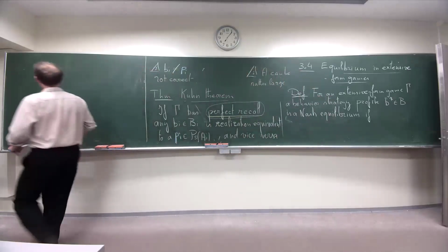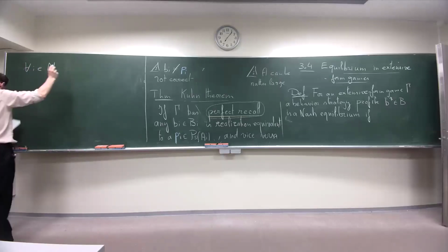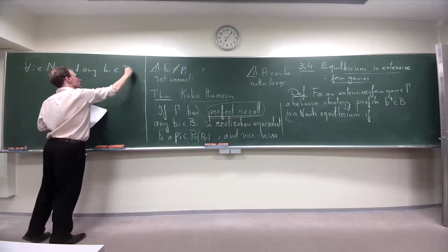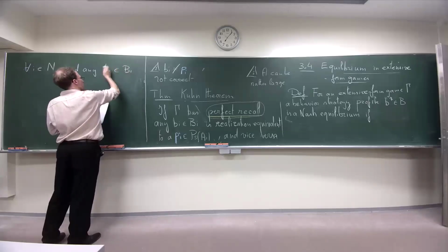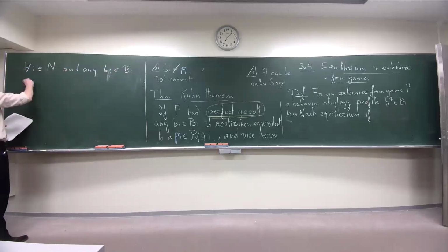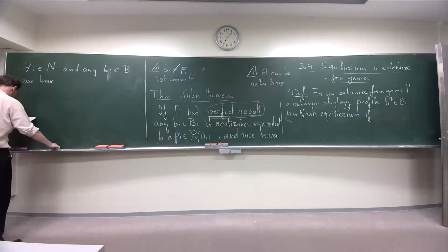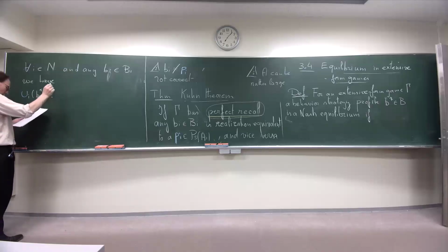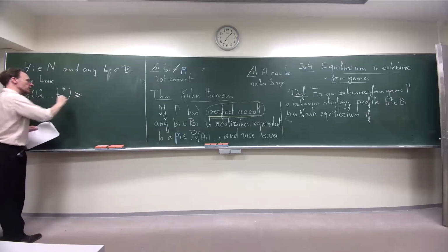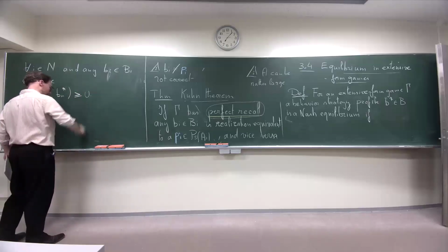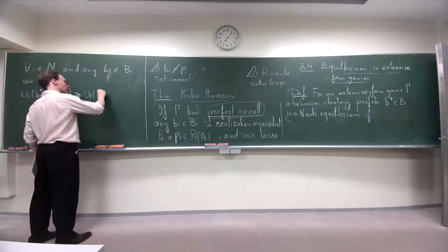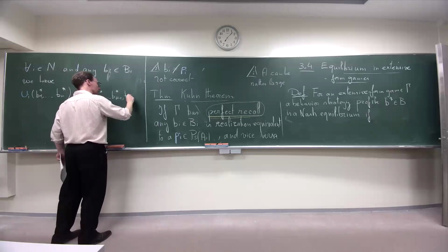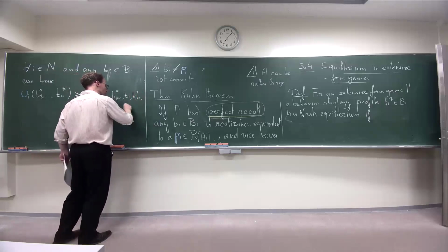So for any player i, and any strategy bi, what we have is that the utility i of b1 star up to bn star is bigger or equal to this utility for b1 star up to b(i-1) star, bi, b(i+1) star, up to bn star.